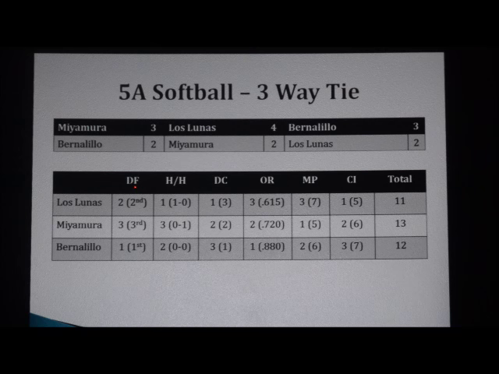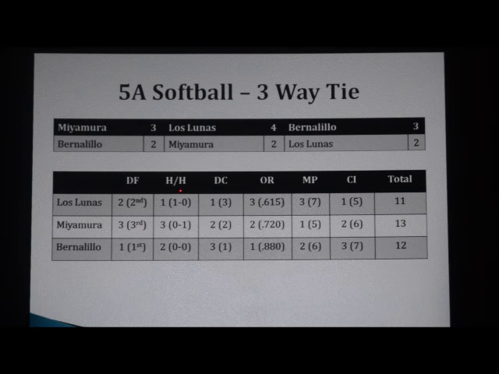Now when I'm saying criteria points, we're going to go through these. Where did they finish in district? Los Lunas finished 2nd in district, Miramira finished 3rd in their district, and Bernalillo was a district champion. Therefore, we gave Bernalillo 1 point, Los Lunas 2, and Miramira 3. So as you see, just by this criteria point, how you're going to win the three-way tie is if you have the least amount of points, because we only gave 1 point to a school that finished 1st in district and 3 points to a school that finished 3rd.